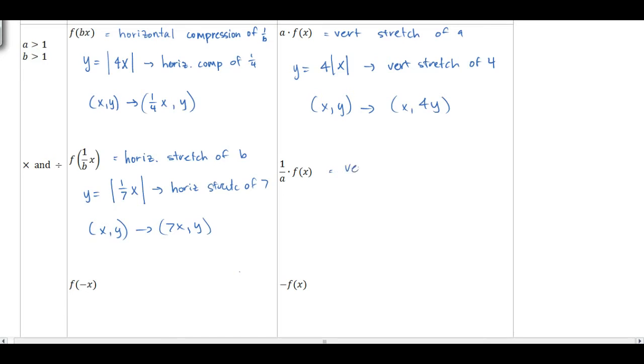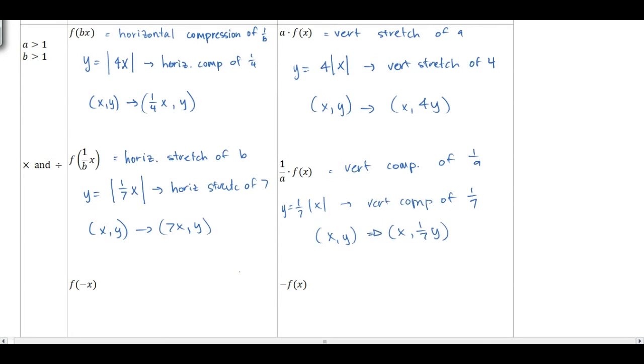This would also be a vertical, but now it's going to be a compression because it's smaller than 1. So a vertical compression of 1 over a. So if we use 7, it would be y equals 1/7 absolute value of x. Oops, forgot the y. So that is a vertical compression of 1/7. So every point xy would now have their y values multiplied by 1/7, and that way they would be compressed.